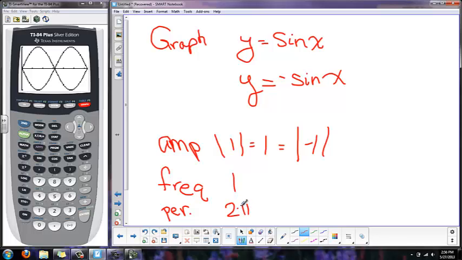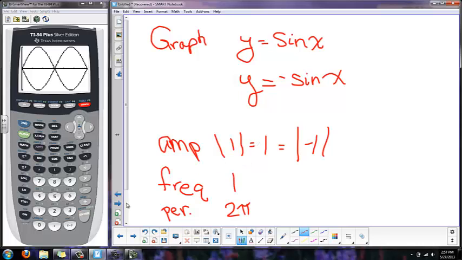So what's different about these two graphs? What changes when I put that negative out front? Well, you can see this one goes up the hill first and then down the valley. This one, negative sine of x, goes down the valley first and then up. Okay? So it looks like they are the exact same graph, except that it flips over the x-axis.